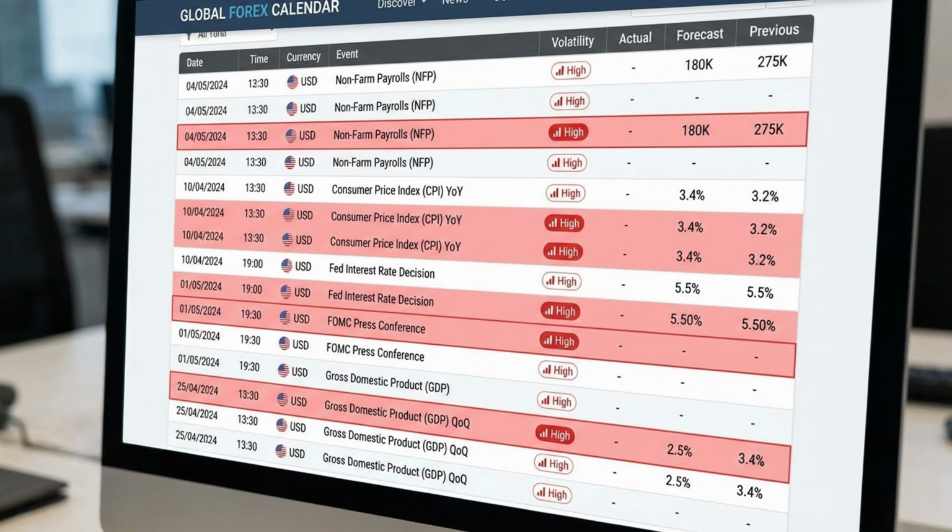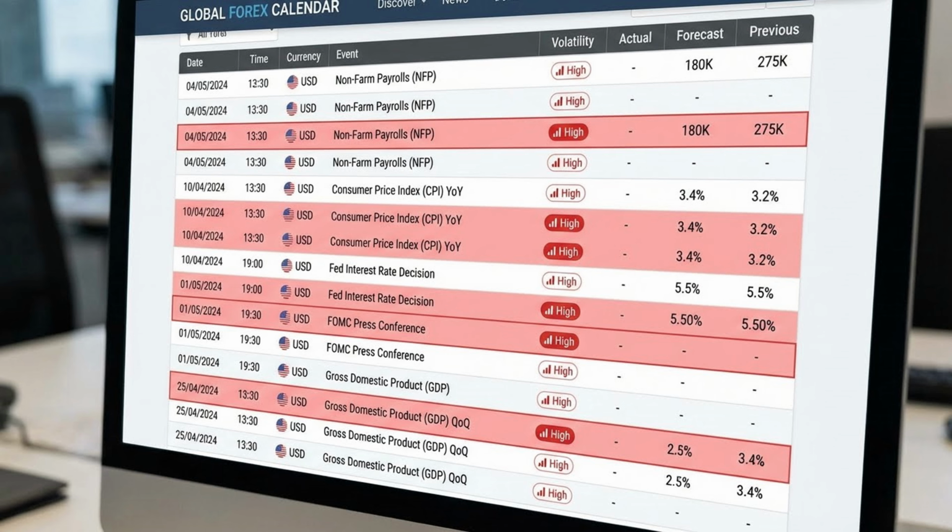The calendar includes major U.S. economic indicators, such as non-farm payrolls, the Consumer Price Index, the Federal Reserve Interest Rate Decision, FOMC press conferences, and gross domestic product results. For each event, the calendar also shows the forecast value and the previous value, which traders use to compare expectations with past performance.